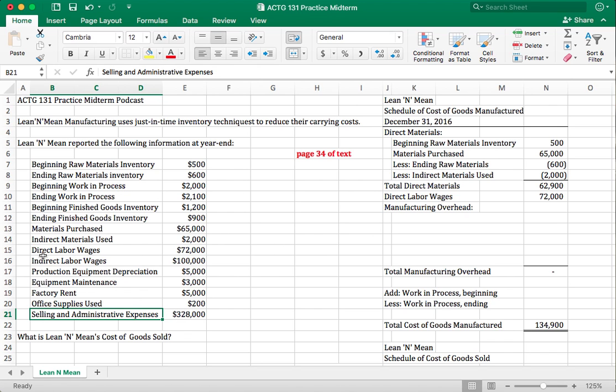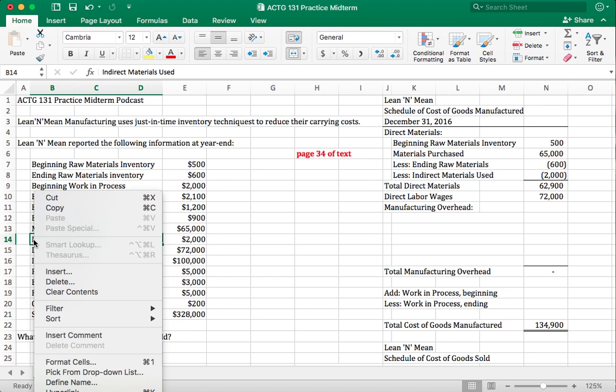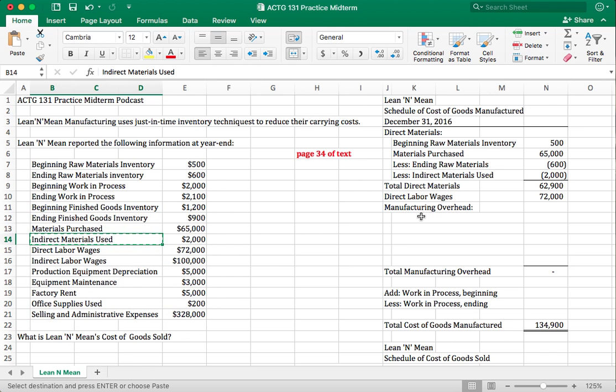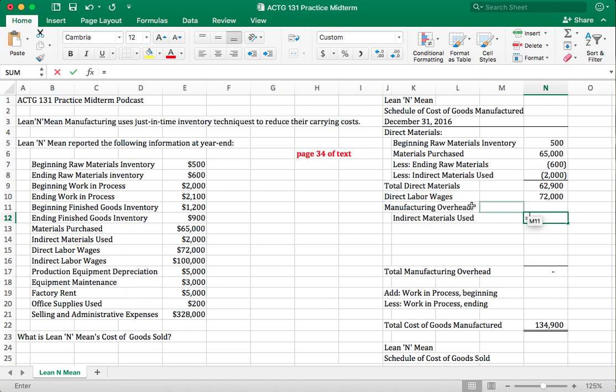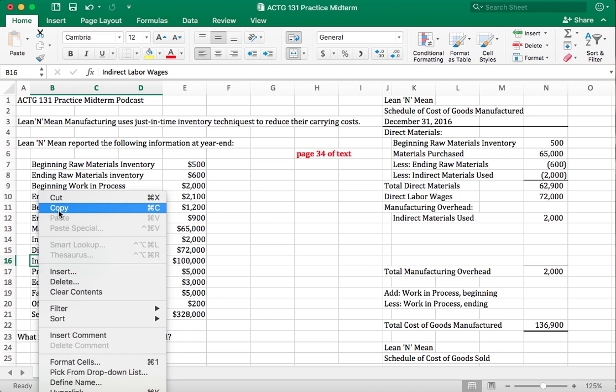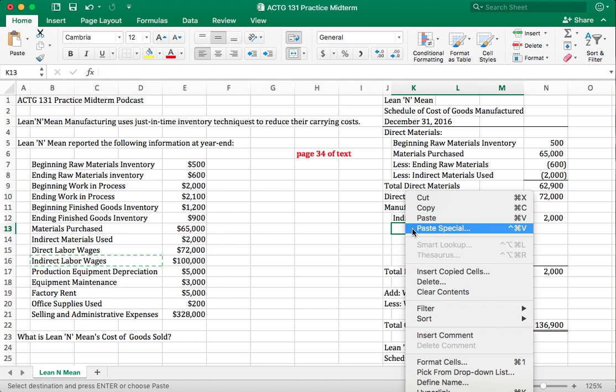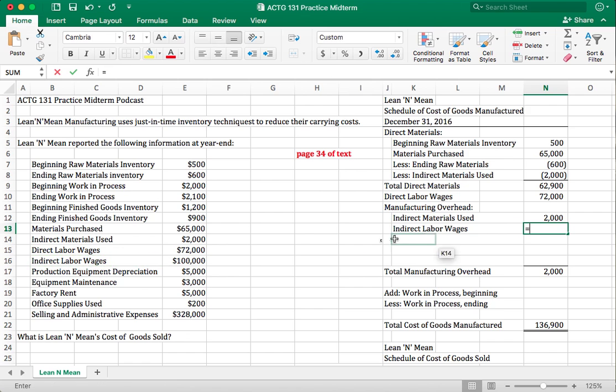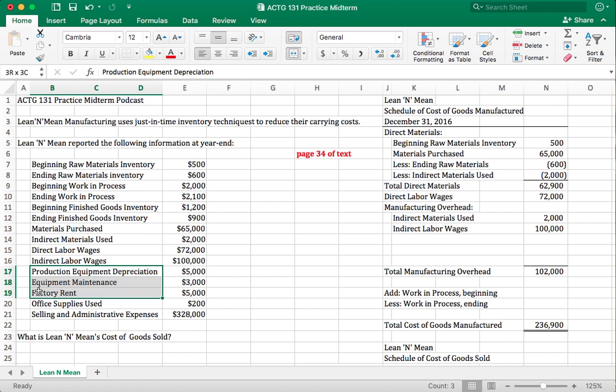So let's go ahead and include indirect materials. Indirect materials, there it is. And indirect labor. That's a lot of indirect labor. That's because those are the supervisors and things, individuals like that. And then the last three right here, they're all together.